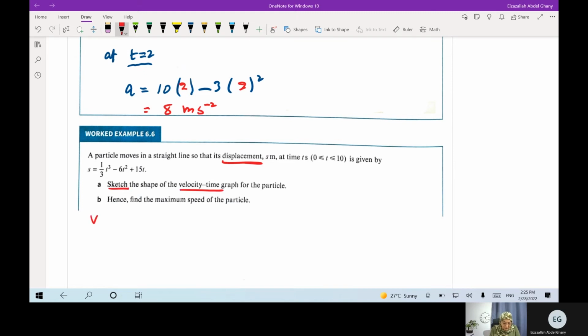So we have to find first the velocity as a formula. Of course, a cubic function, when you differentiate, power goes down, decreases by 1, so expect that the velocity will be a quadratic function. How to sketch a quadratic function? It's a parabola. It could be a smiling parabola, it could be a sad parabola. But in this case, because it will be positive t squared, it's a smiling parabola.